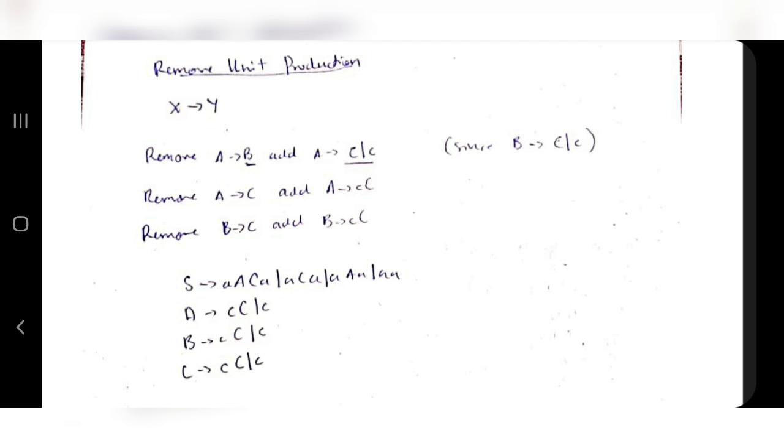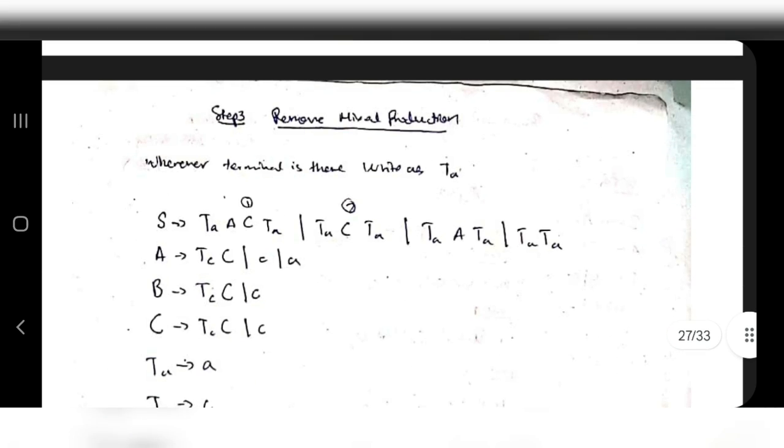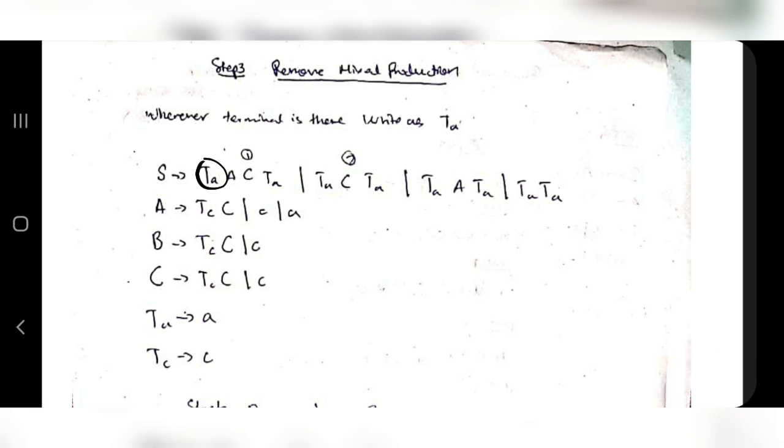Okay, so to eliminate that, we'll be writing A as capital TA. That will be a non-terminal, capital TA, and here also wherever we find small a, we'll write capital TA. If we find small b, we'll write capital TB. Else if it's c, we'll write capital TC. Now we have to define what TA and TC are. TA is nothing but small a, and TC is nothing but small c.